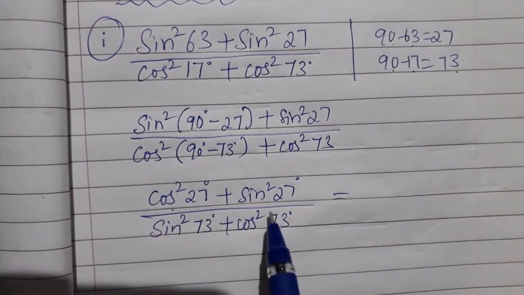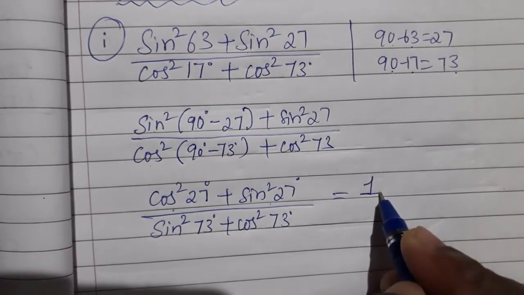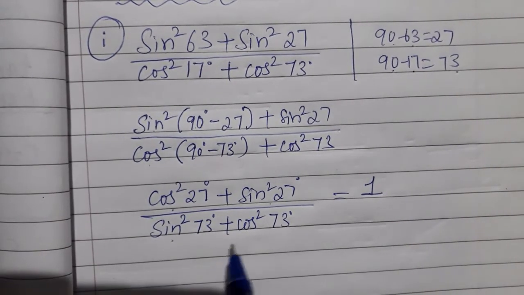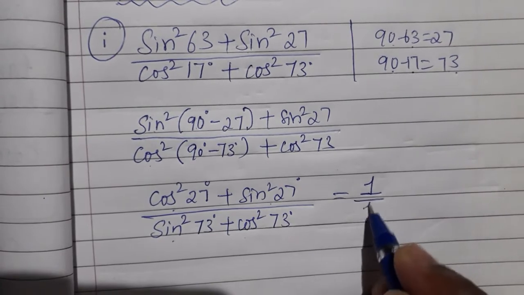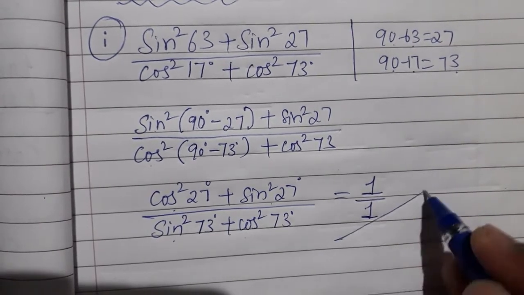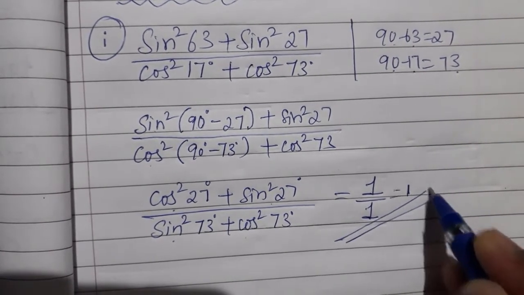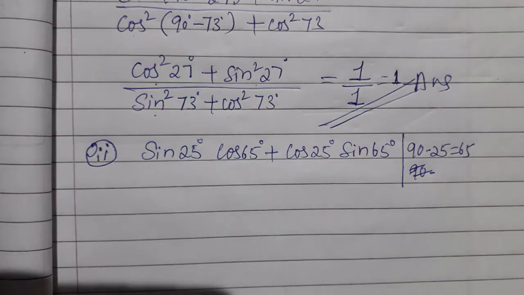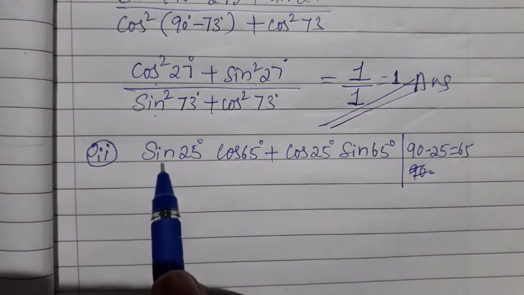Now cos² A plus sin² A is equal to 1 according to the identity. Sin² A plus cos² A is nothing but 1. So the answer is 1. One is the answer. One more sum of the same kind.